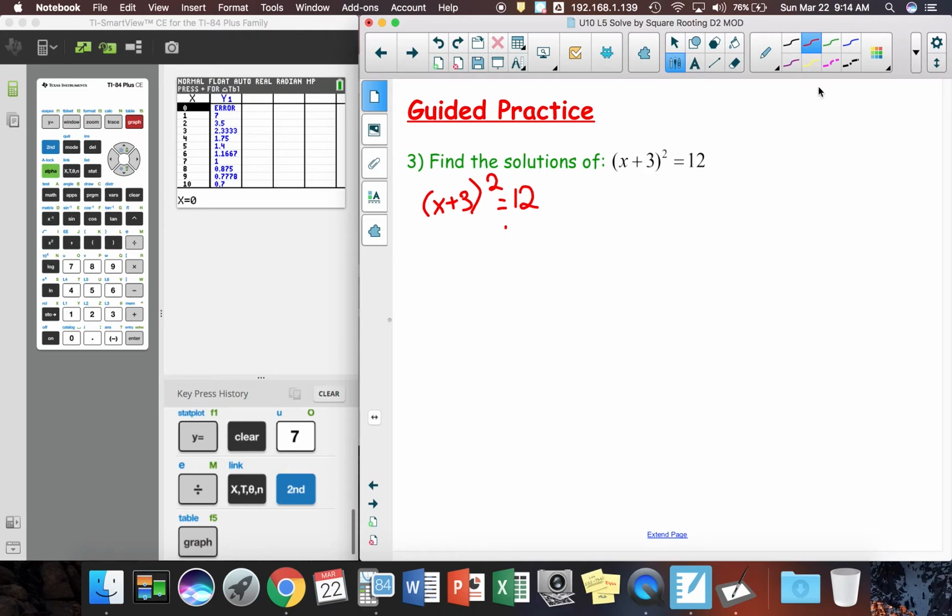If you would like to try this one on your own, pause the video and see if you get it right. I encourage you to try this on your own. Alright, in order to solve this, again we need to get rid of the square, so the opposite of square is square roots. I take the square roots of both sides. We have x plus 3 equals square roots of 12. Now, I made a mistake.